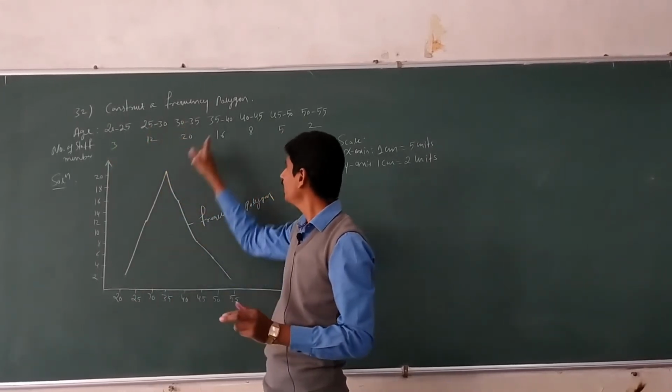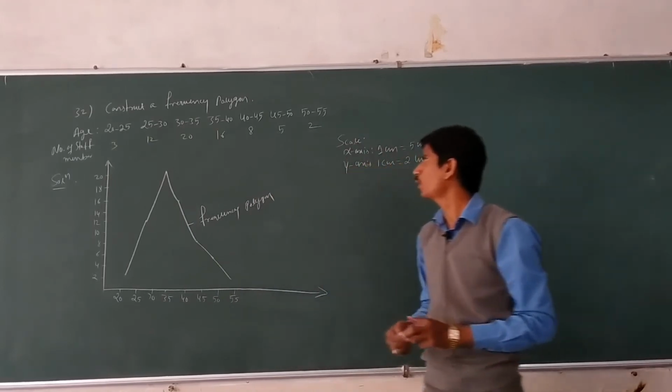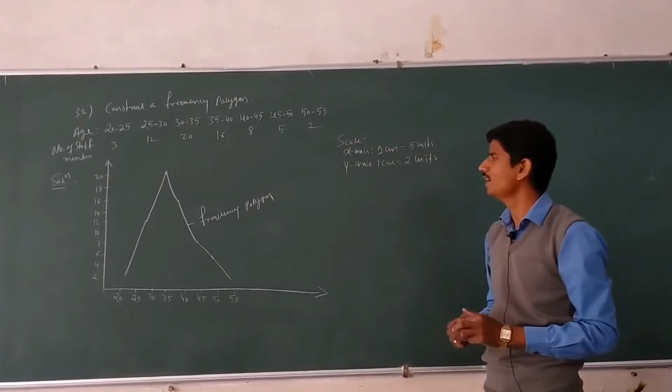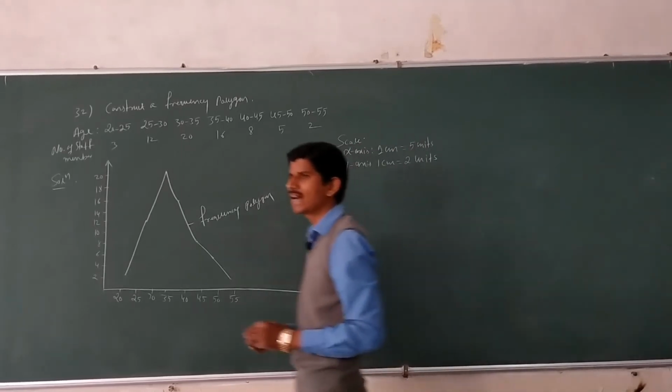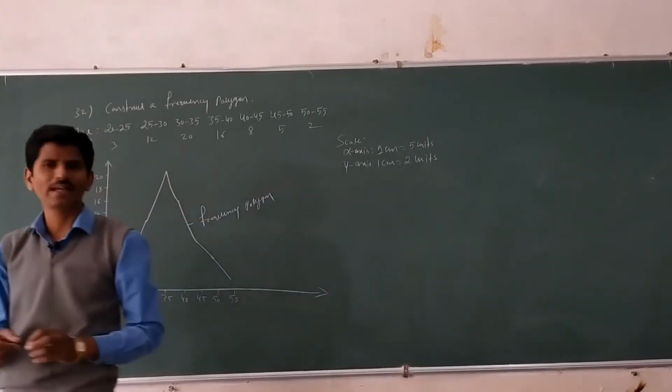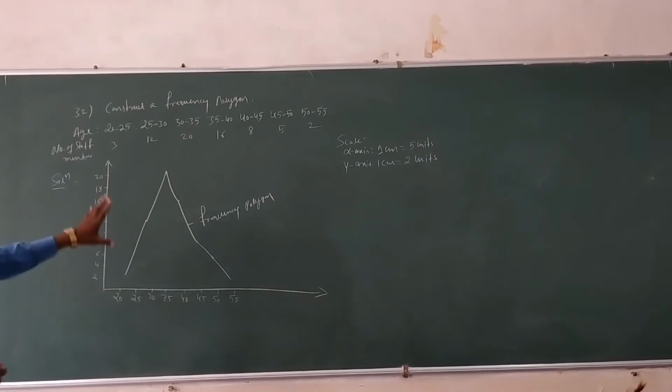32.5 is 20. 37.5 is 16. 42.5 is 8. 47.5 is 5. And 52.5 is 2. And these points are joined by a straight line. Then a frequency polygon is obtained. It is a frequency polygon.